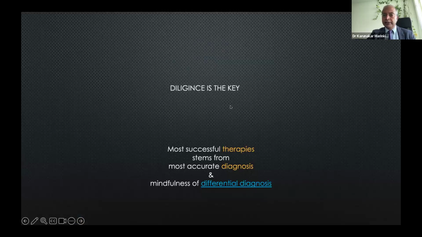The diligence of diagnosis is the key. Most successful treatments depend on most accurate diagnosis, but there isn't a single diagnosis. Biology is a Pandora box. Anybody who stick to one diagnosis is likely to run into trouble at some point in their career.